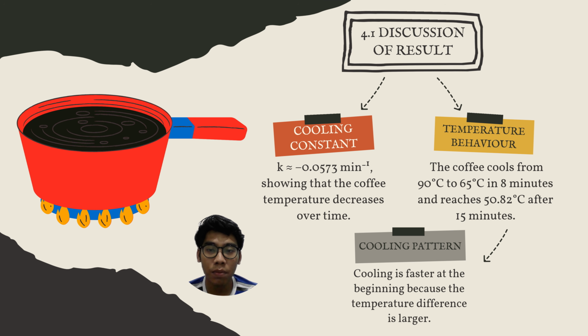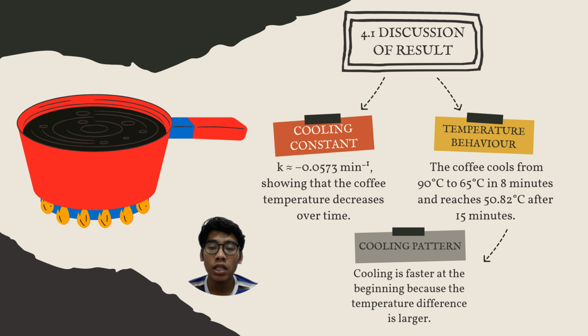Temperature changes over time. Initial temperature 90 degrees. Temperature decreased to 65 degrees after 8 minutes. Predicted temperature is 50.82 degrees after 15 minutes. Cooling occurs faster at the beginning due to the larger temperature difference. Cooling rate behavior: temperature decreases rapidly at the start and slows down over time. A smaller temperature difference causes slower heat transfer.